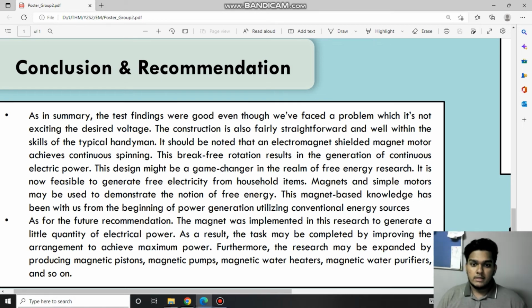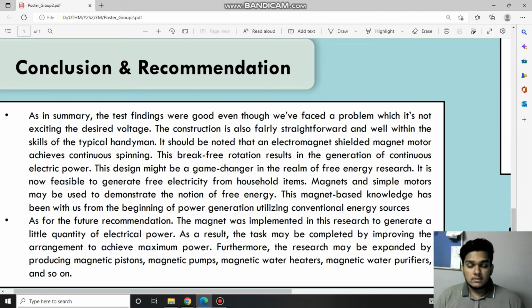This design might be a game changer in the realm of free energy research. It is now feasible to generate free electricity from household items. Magnets and simple motors may be used to demonstrate the notion of free energy. This magnet-based knowledge has been with us from the beginning of power generation utilizing conventional energy sources.